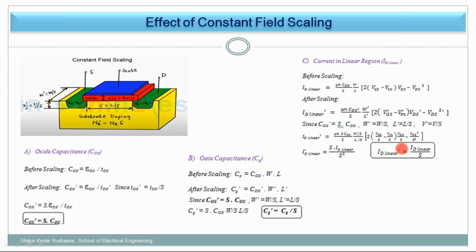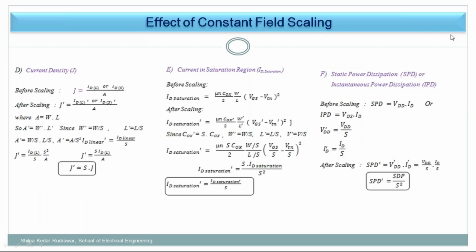So what can we say, what do you comment over here related to current in the linear region before scaling and after scaling? Anybody can comment over here. After scaling, the drain current in the linear region is scaled down by factor S. Is it clear? After constant field scaling, the drain current in the linear region decreases, or scales down, by factor S. Means आपका linear current क्या होगा? Decrease हो गया. Hope the things are getting clear.